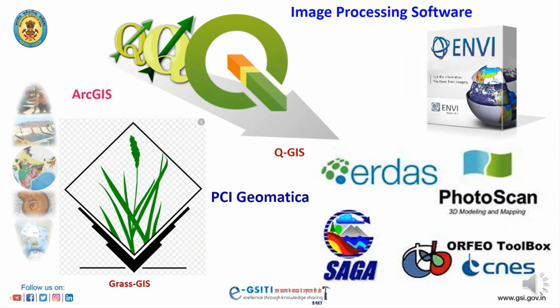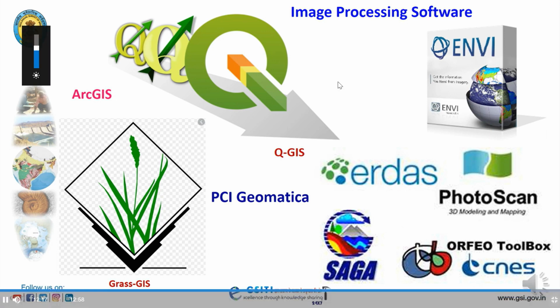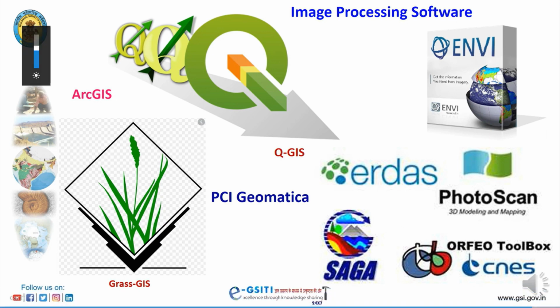Here is the list of image processing software. You can see ArcGIS software is there, QGIS is there, ENVI software is there, PCI Geomatica, SAGA, GRASS GIS, PhotoScan, and ERDAS software is there. So anybody interested can try to process the satellite imagery by using these image processing software.